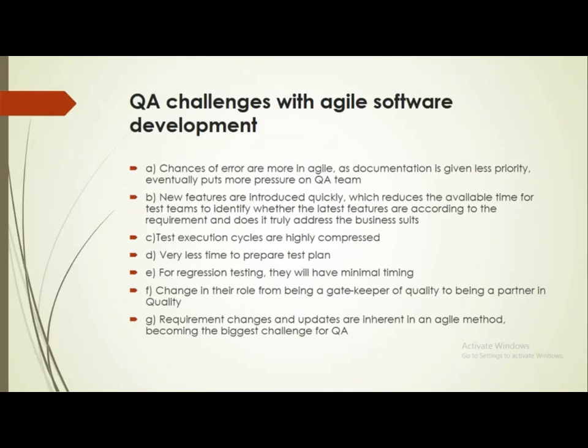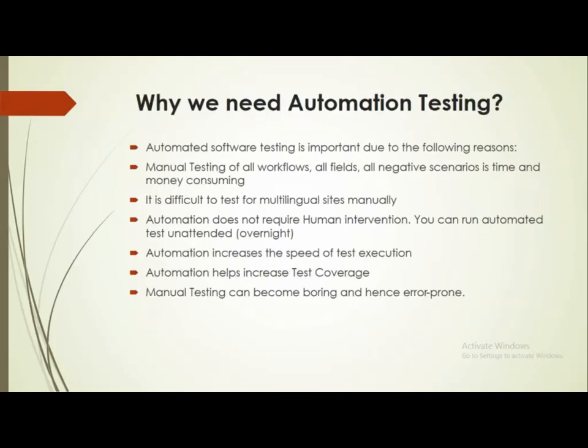Okay, so now what are the challenges we face with Agile software development? There are chances of error, as Agile is fast. Agile means fast, right? New features are introduced quickly, which reduces the available time for testing to identify whether the latest features are according to the requirement or not. Test execution cycles are highly compressed, with very little time to prepare a test plan. For regression testing, there is minimal time, and the tester's role changes from being a gatekeeper of quality to being a partner in quality. And as requirements change more often from the customer as well as from the business analyst side, testing becomes more of a challenge.